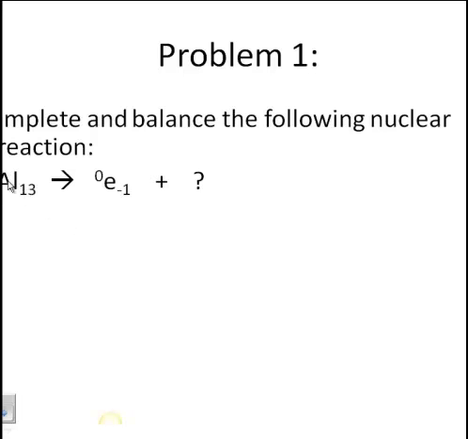So aluminum here has a mass of 27. This beta particle, so this is a beta decay reaction, has 0 mass. So this mass, to balance it out, must be 27. On the bottom here, aluminum has a proton number of 13. So the bottom values here, -1 plus 14, add up to 13. And so you look up atomic number 14 on the periodic table, silicon.